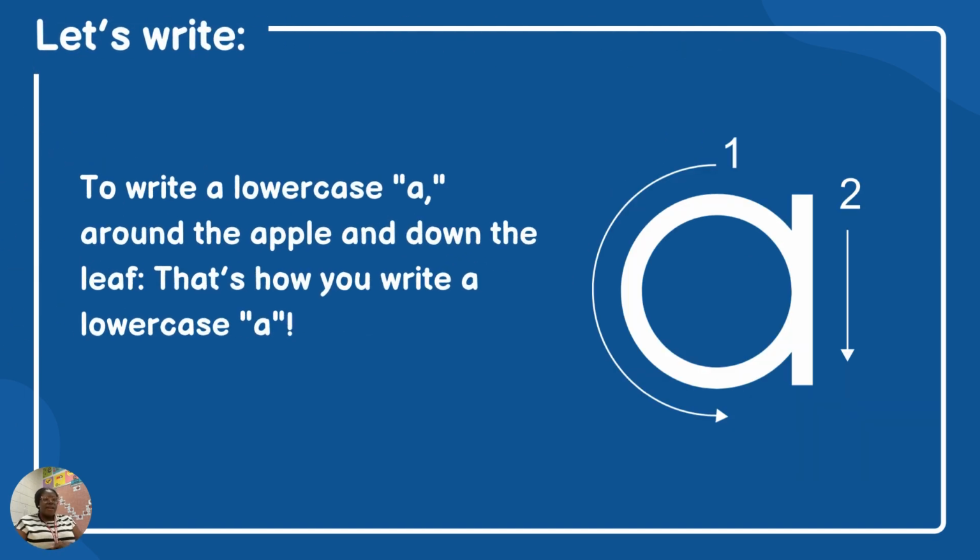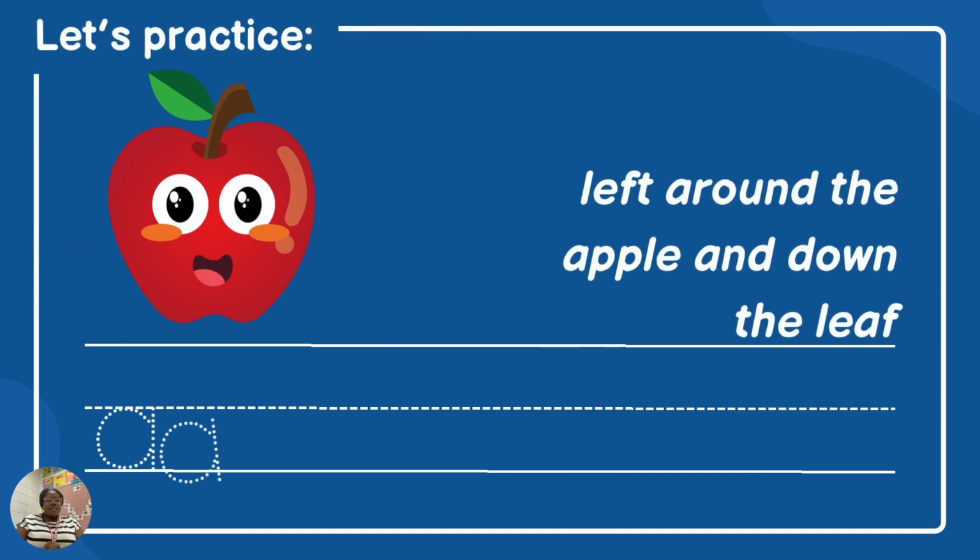Let's write the lowercase a. To write a lowercase a, you will go around the apple and down the leaf. That's how you write a lowercase a. Remember, around the apple and down the leaf. Here's another video where you can pause and they can practice writing the lowercase a.